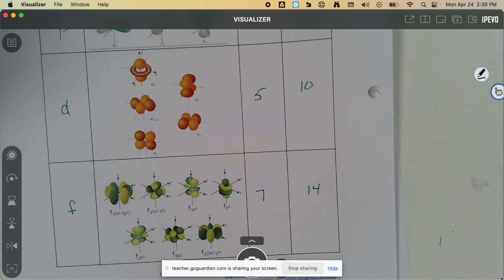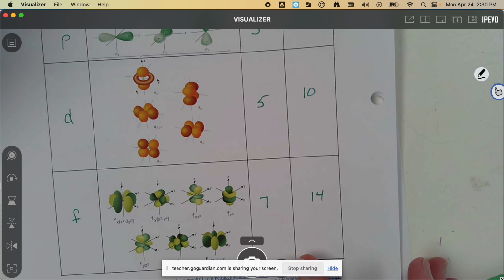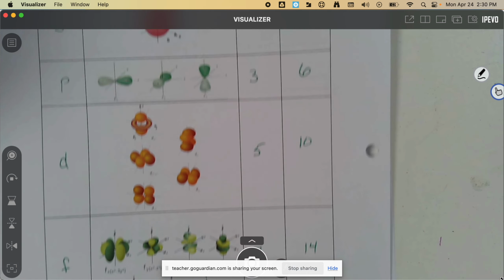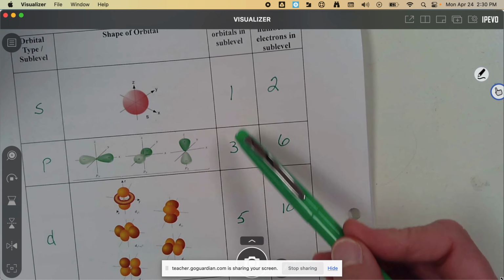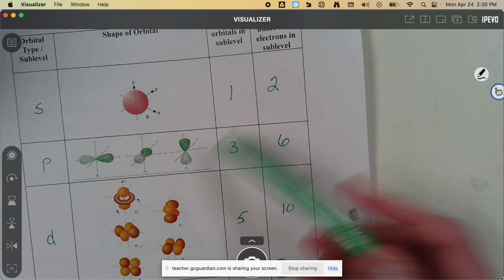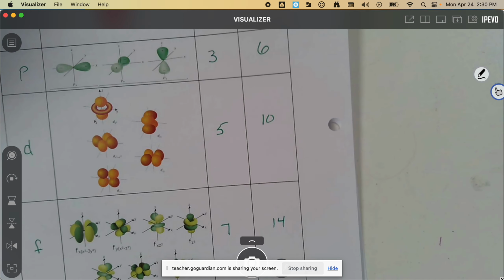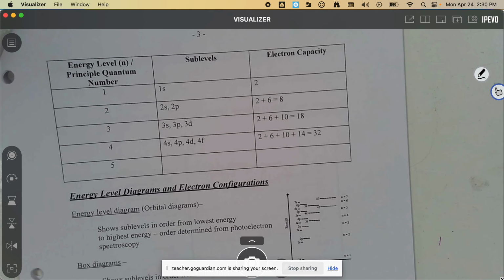We've talked about why they named them S, P, D, and F, that it represents sharp, principal, diffuse, and fundamental in honor of Bohr and the regions of the hydrogen spectrum. The number of orbitals in a sublevel are just your odd numbers, 1, 3, 5, and 7. And if you know there's 2 electrons per orbital, you can figure out how many in each sublevel.